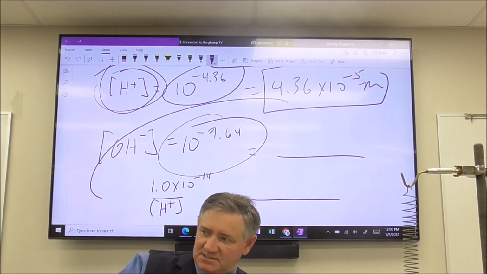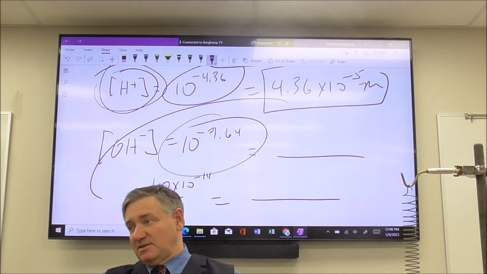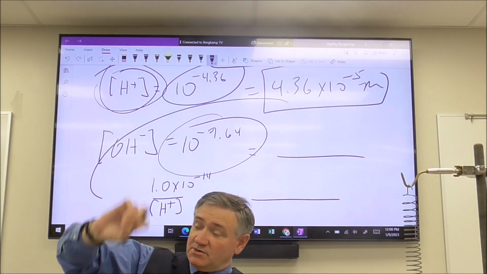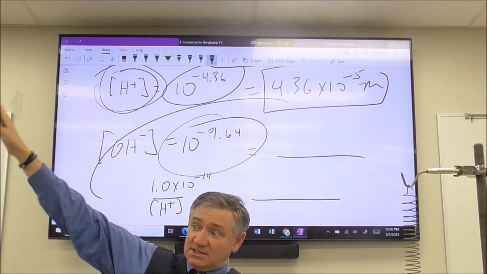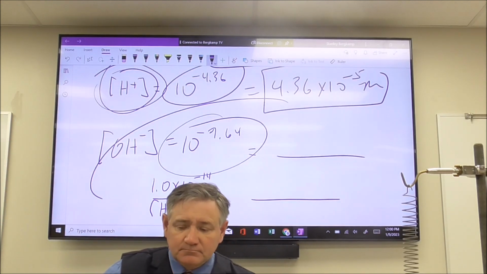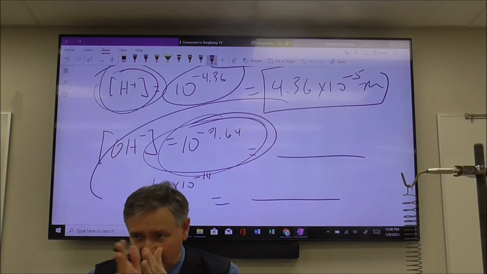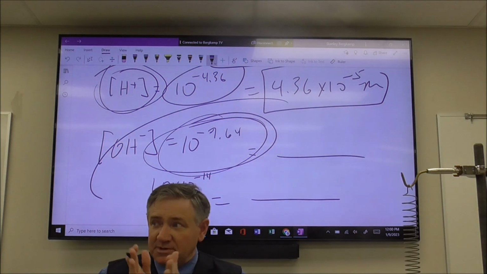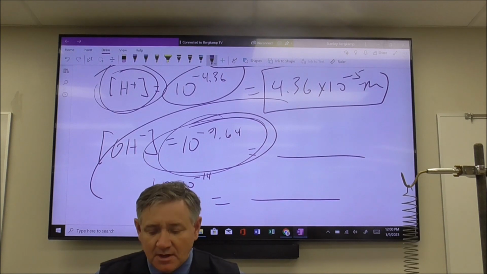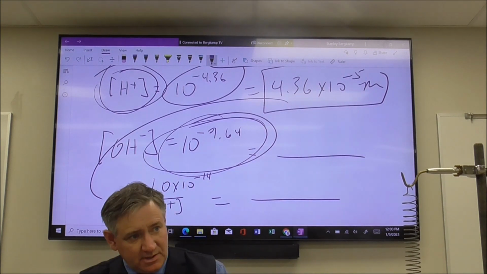Yes, especially if it's an acidic solution. If it's a basic solution, then they switch. Then your hydronium ions are very small and your hydroxides are very large. Any time when you're finding hydronium and hydroxide ion concentrations, they're typically very small numbers. So, that's all we can do with this.